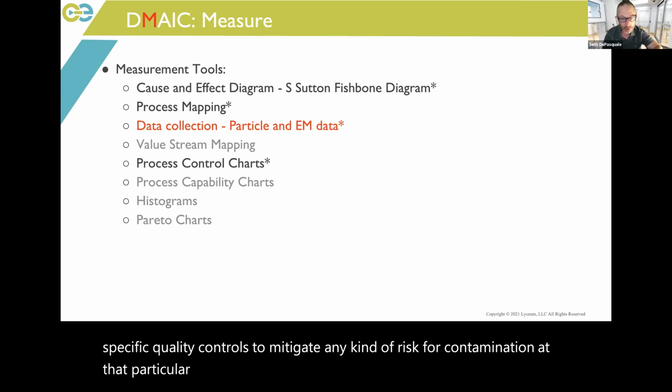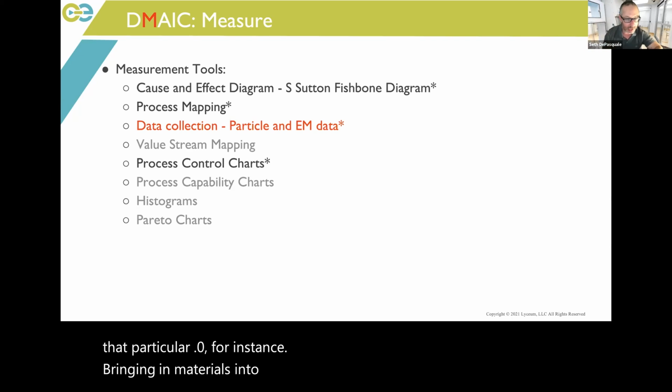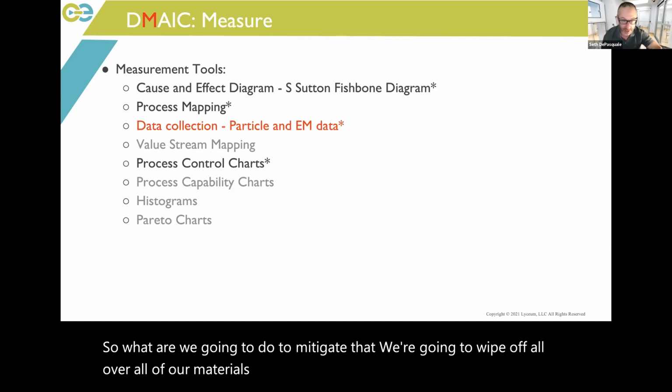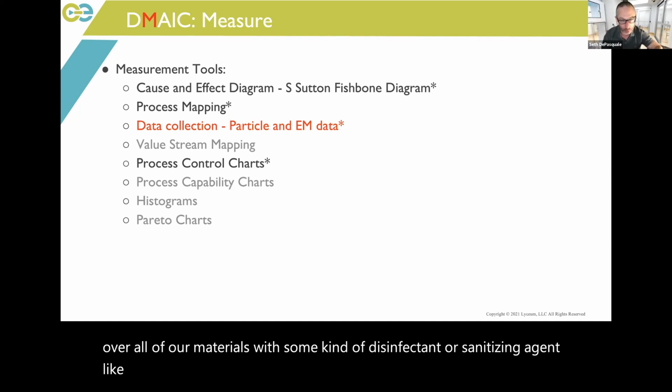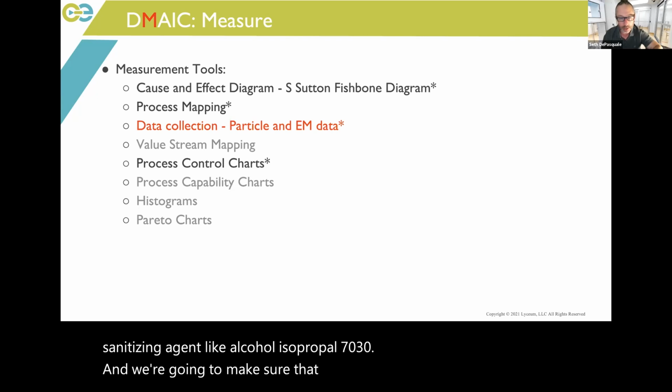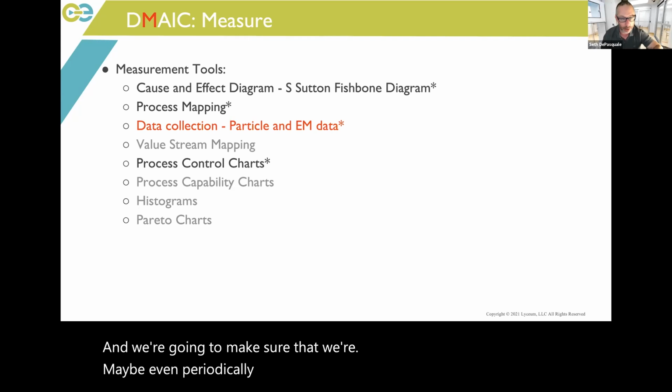So for instance, bringing in materials into our clean room, that's a point for contamination. So what are we going to do to mitigate that? We're going to wipe off all of our materials with some kind of disinfectant, or a sanitizing agent like alcohol, isopropyl 70/30, and we're going to make sure that we're maybe even periodically sampling those materials to make sure that process is working correctly.